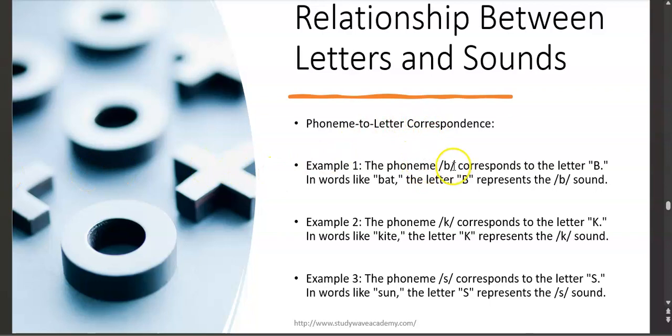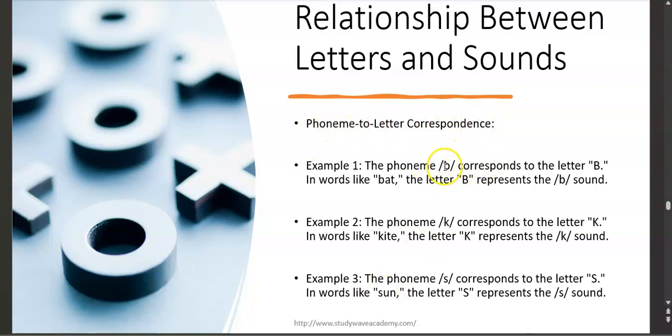For example, the phoneme B corresponds to letter B in words like but. B represents B, okay? We have K, which is K. We sound it as K. For example, in kite, the letter K represents the sound K. So the way we write and the way we read has the same meaning and helps us to understand the word. So we have phoneme to letter correspondence. Phoneme is the sound to letter corresponding, whereby you find the sound is the same as the letter.